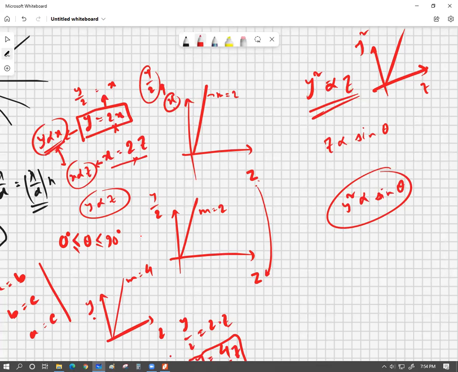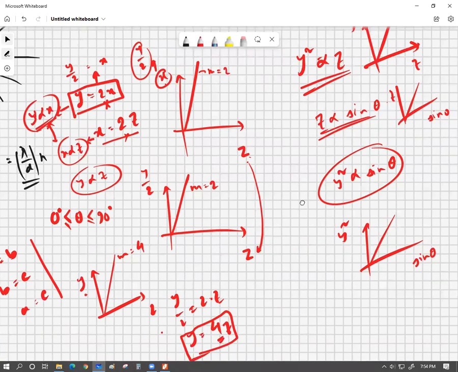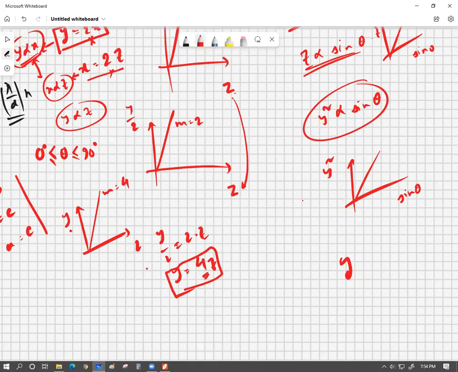If I draw a graph of this one for z versus sine theta, I'm going to come up with a straight line passing through the origin because they are both directly proportional as well. So likewise, if I plot a graph of y square versus sine theta, then I'm also going to come up with a straight line that passes through the origin. However, it is important for you to understand, if I'm trying to get the relationship between y and sine theta, then how would the graph look like?